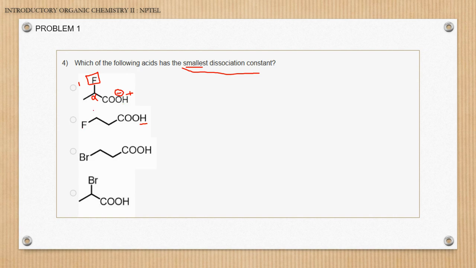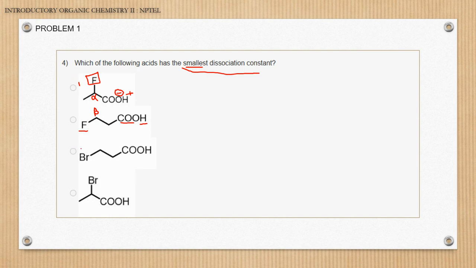So in the second case, it is attached at the beta position, and we know that the inductive effect depends on distance. So it is a distance dependent effect. Here the inductive effect of this fluorine will be lesser than at the alpha position. So having the fluorine attached at the beta position will stabilize the carboxylate ion, but not as much as in the case of 1.